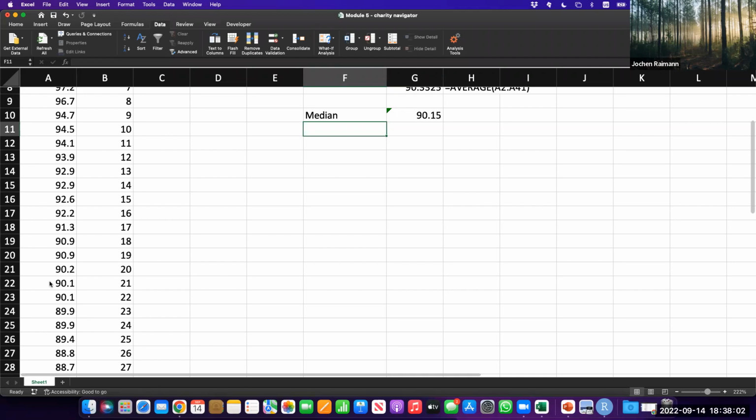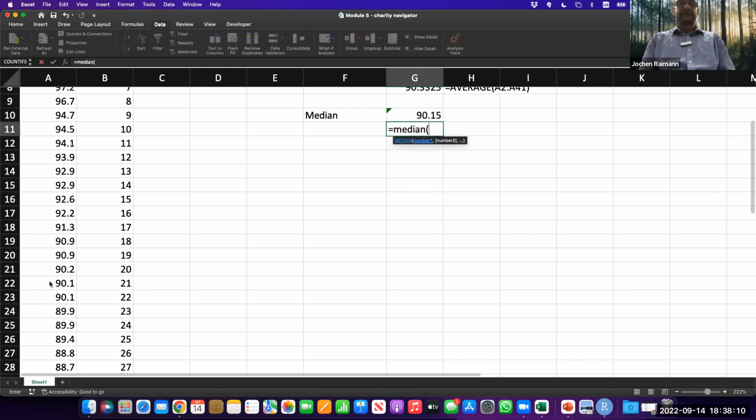Do we have to find the middle numbers ourselves, or is there a function for that? Yes, there's a function for that. Of course, there's a function for that. And it's median, A2 to A41.